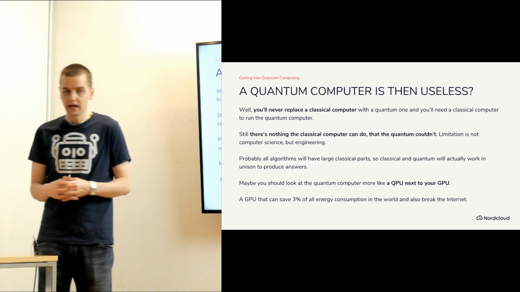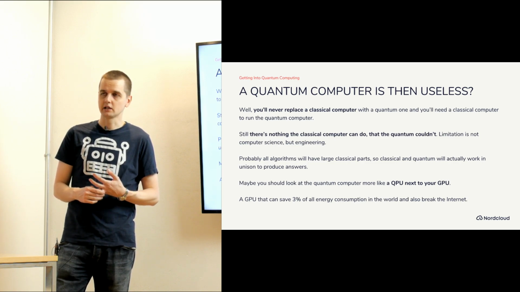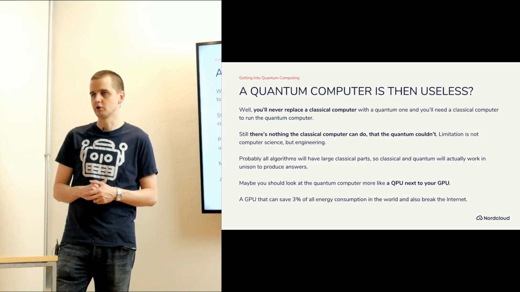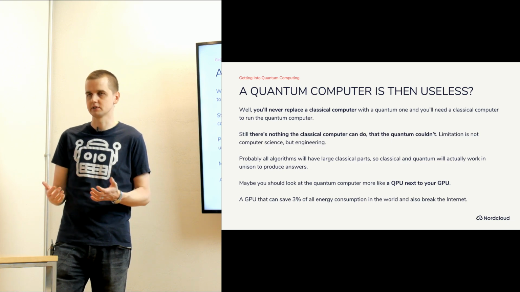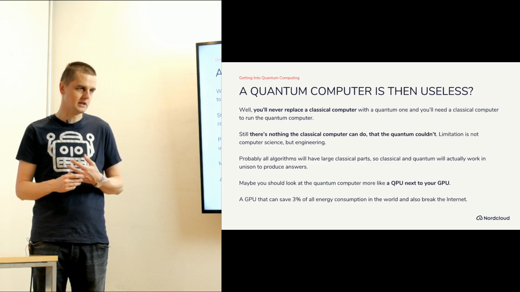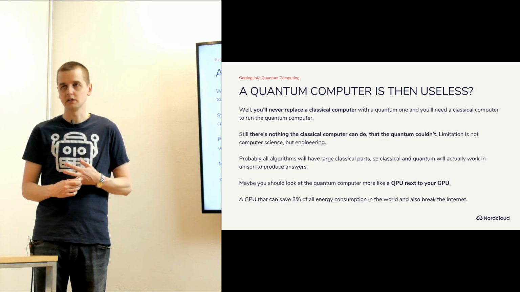So one analogy that has been flying around is that maybe we would get a quantum processing unit, in a similar manner that you have a graphical processing unit. Of course, with the difference that rather than getting smooth textures, you would be able to lower the world's energy consumption by 3% and break the internet.